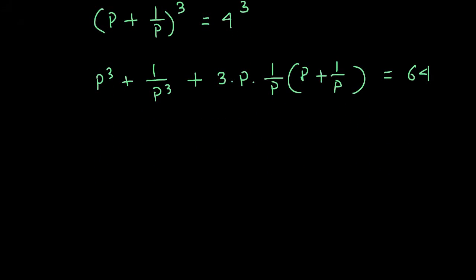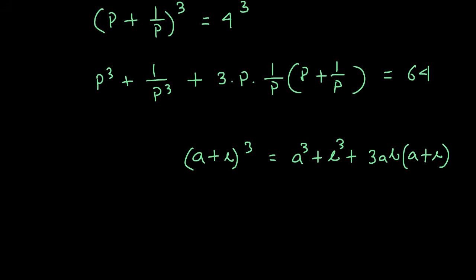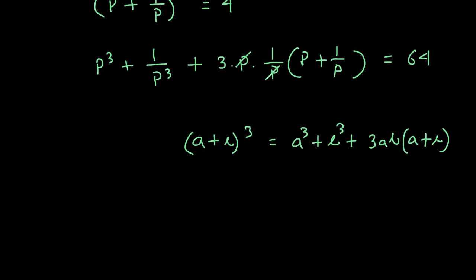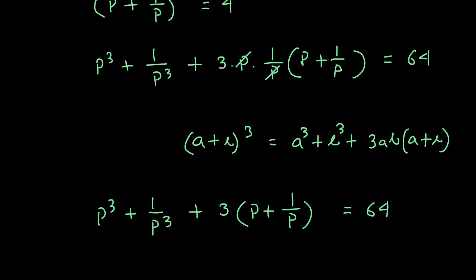Because we know if we have a plus b whole cube, we can write this as a cube plus b cube plus 3ab times a plus b. Next, this p and this p is cancelled. We can write p cube plus 1 by p cube plus 3 times p plus 1 by p equals 64.